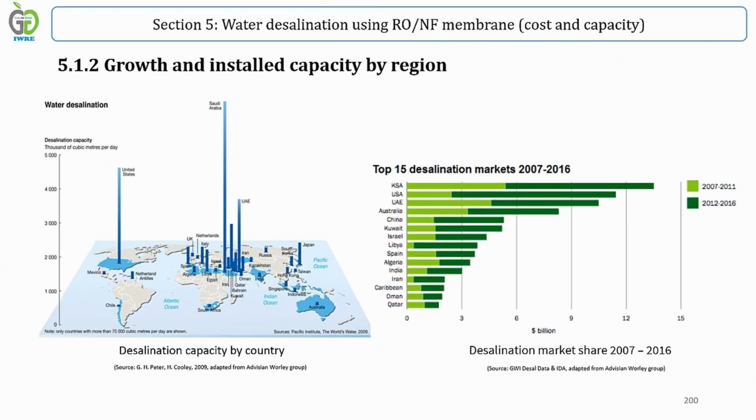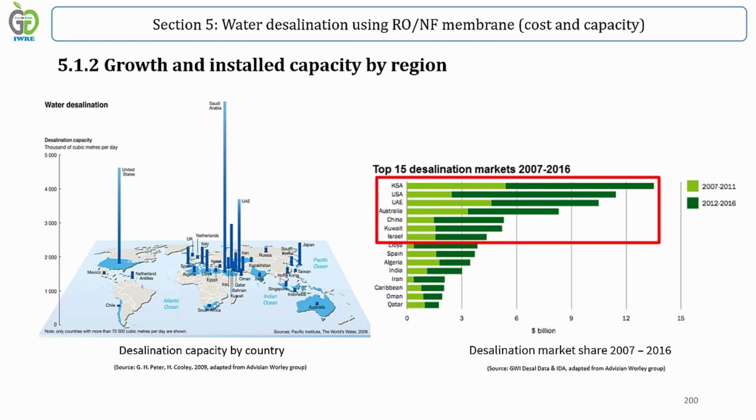Growth and installed capacity by region. In this figure, desalination capacity by country has been presented. The largest production capacity by location is in the Middle East due to their lack of freshwater sources and abundant energy resources, as can be observed in these figures.